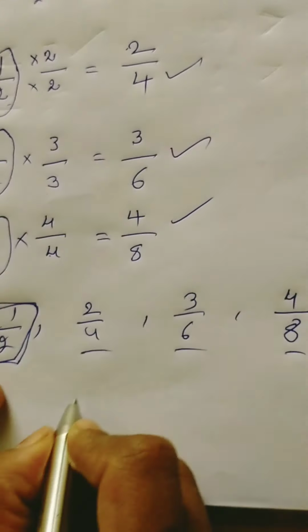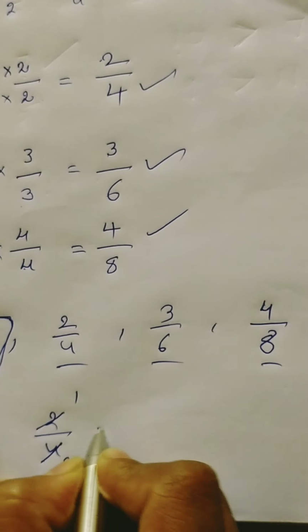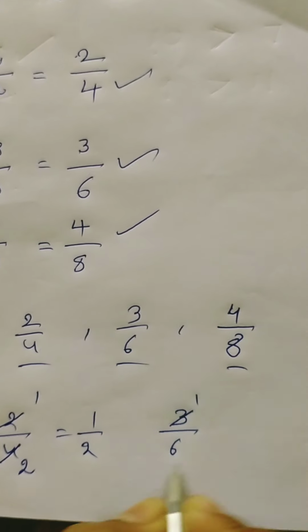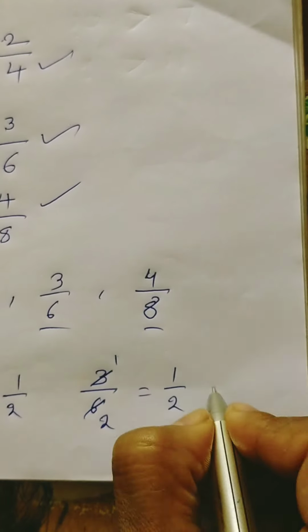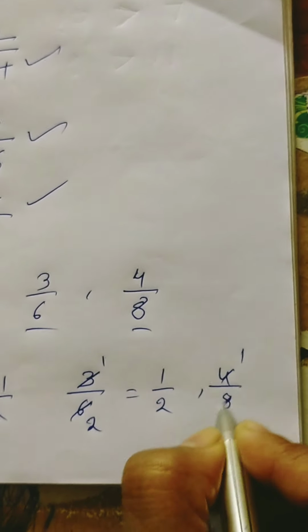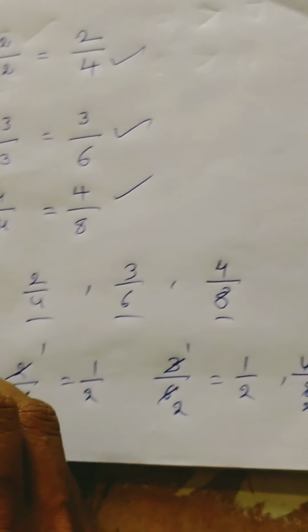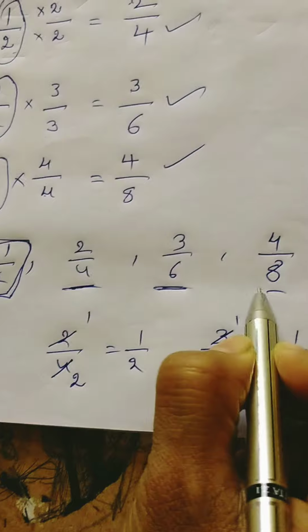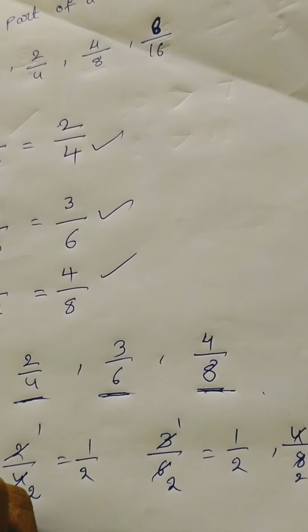When we cancel 2 by 4, 2 1s are 2, 2 2s are 4, the answer is 1 by 2. Here also 3 by 6: 3 1s are 3, 3 2s are 6, so we get 1 by 2. What is 4 by 8? 4 1s are 4, 4 2s are 8, and here also we get 1 by 2. So understood? All of these, 2 by 4, 3 by 6 and 4 by 8, are the equivalent fractions of 1 by 2.